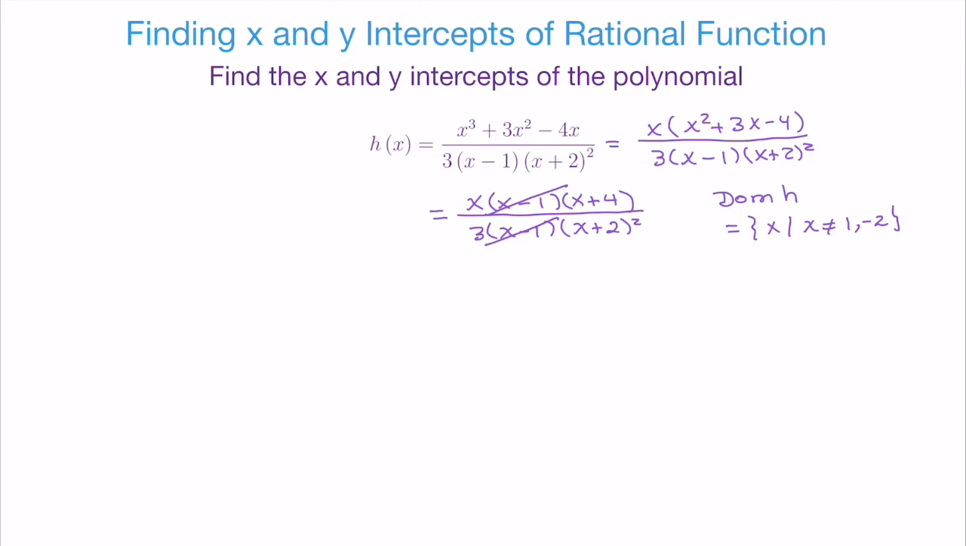So to analyze this, the y-intercept is no problem. We can plug in the 0 because that is in the domain. So that's just h of 0. And when you plug in the 0 here, you get 0. So the y-intercept is just the origin.